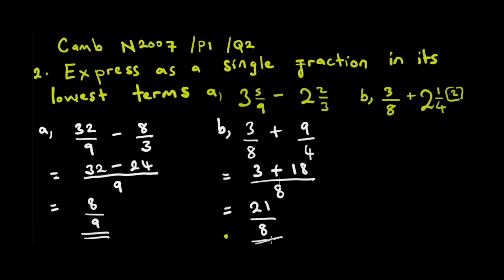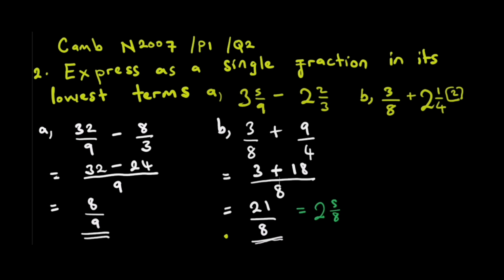Do we have any factor that divides into both 21 and 8? We do not. In such a case, for B, you must listen carefully here. Even if we look at our question, we see that we have a mixed number. We do not need to convert 21 over 8 into a mixed number. The reason being, the question says express as a single fraction, then it says in lowest terms. If we converted it into a mixed number, remember 8, 16, so it becomes 2, 17, 18, 19, 20, 21, and it's 5 over 8.